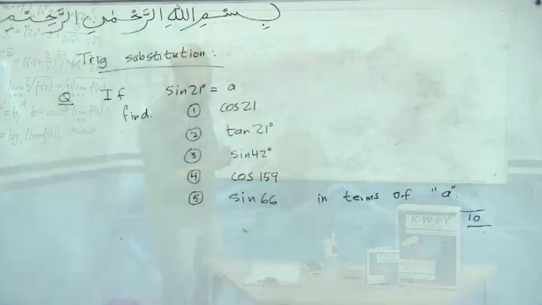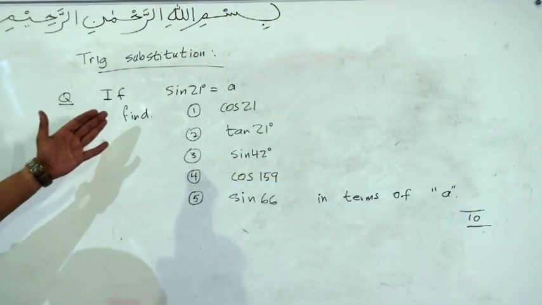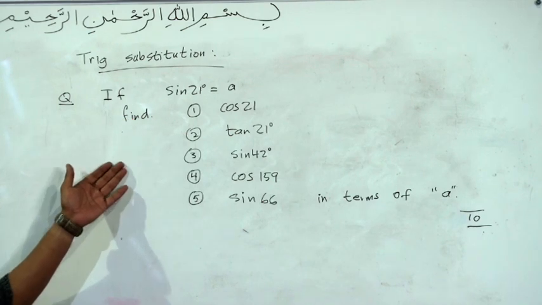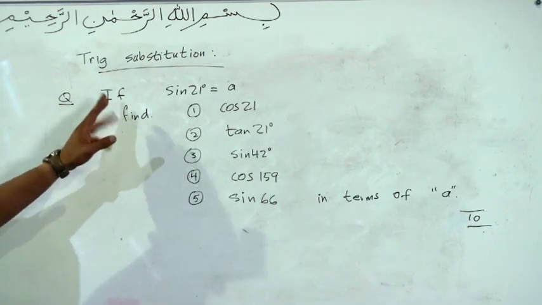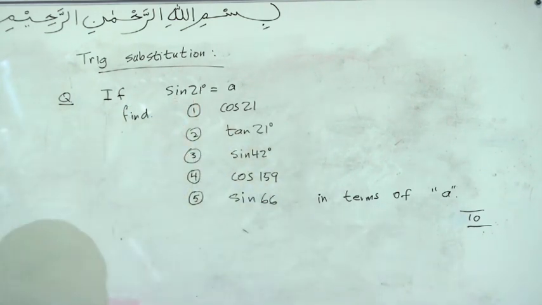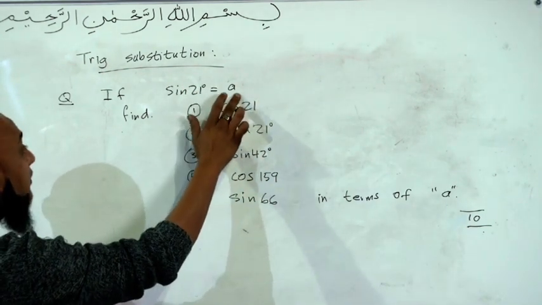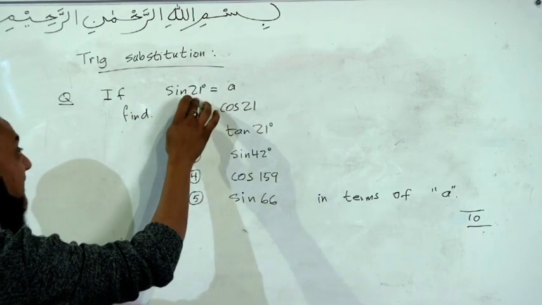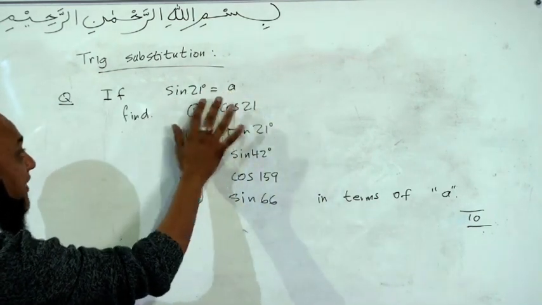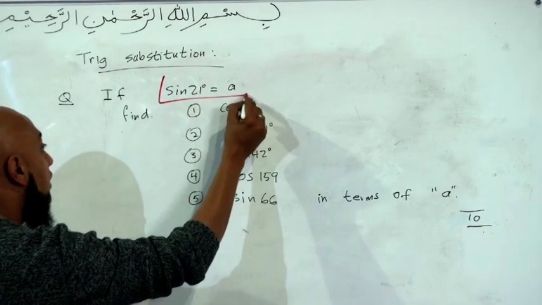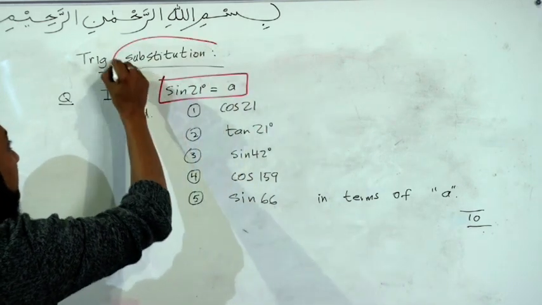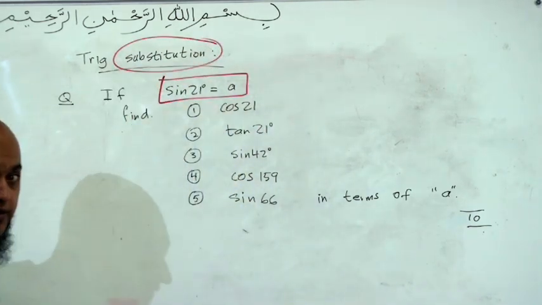Now, grade 12s, I know the minute I put it up here on the board, you've already seen this before. You've seen if sine 21 is equal to A, they can change this angle, make it any angle. Sine 36 is equal to P. Sine 28 is equal to Q. It doesn't make a difference. The minute you see a problem looking like that, it falls under the topic of trig substitution.